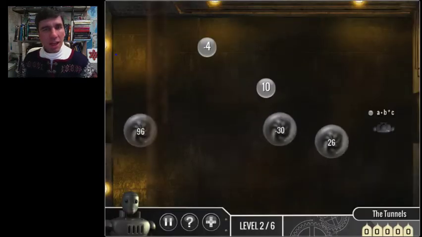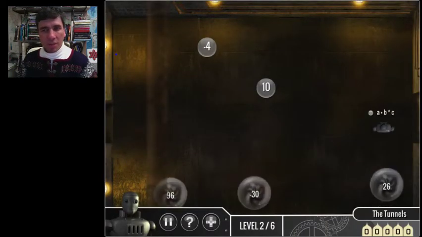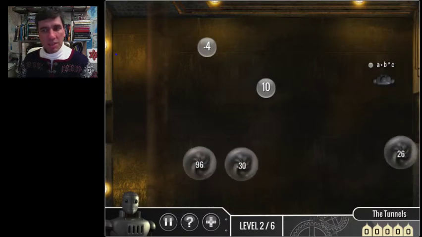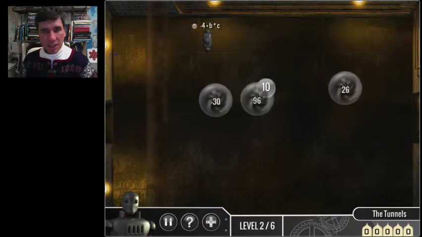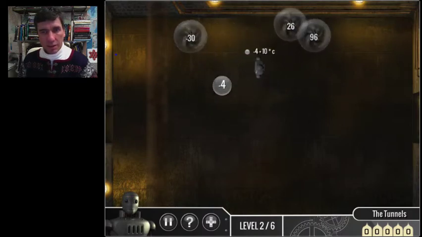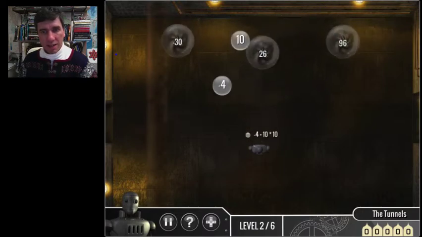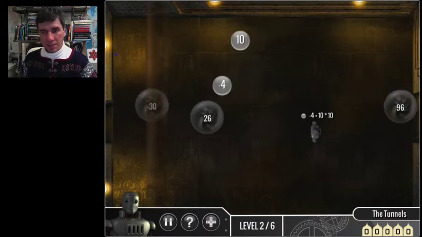Got it. I'm on level 2. I have to deal with negative numbers now, and my equation is a plus b times c. How am I going to get to 96? I'm going to take minus 4 plus 10 times 10. So that's minus 4 plus 10 times 10. That's going to be 96.